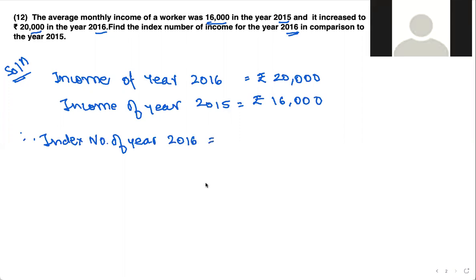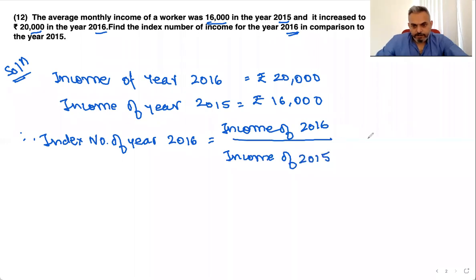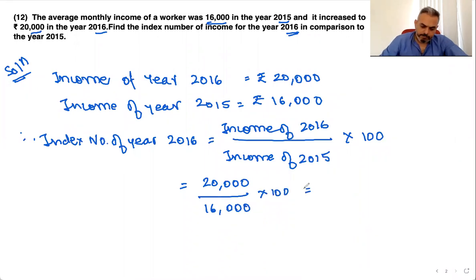is equal to income of 2016 upon income of 2015 into 100, which is equal to 20,000 upon 16,000 into 100, which is equal to 125.